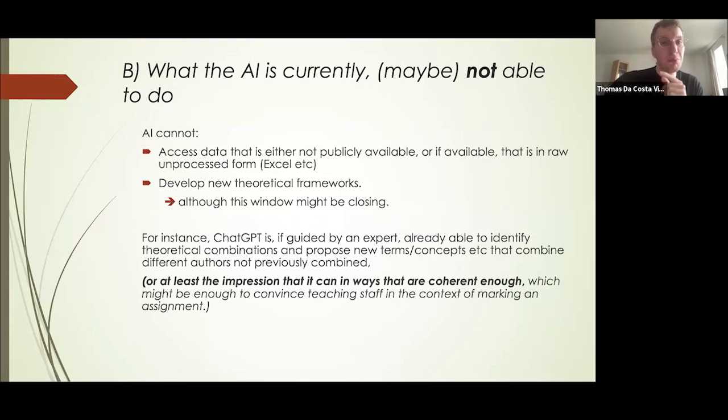What it cannot do, maybe at the moment, is access data that is either not publicly available or, if it is available, is raw and unprocessed, like Excel sheets and things like that. It cannot develop new theory, although it is getting quite good at that because it's getting increasingly good at cross-referencing and combining literature and concepts and different works.